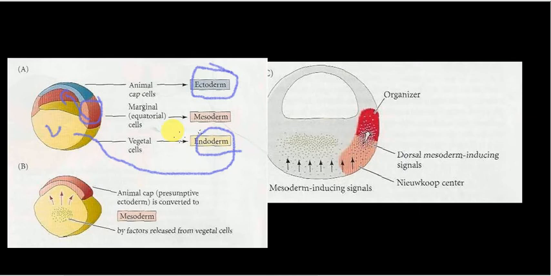Okay, so let's say we obliterated this blastocoel, and we stitched these animal caps, or placed these animal caps, over these endodermal cells.